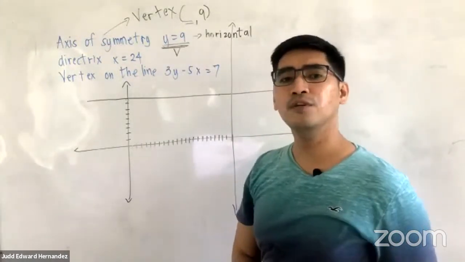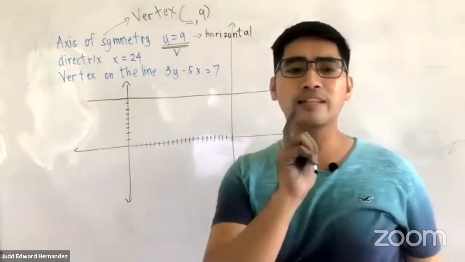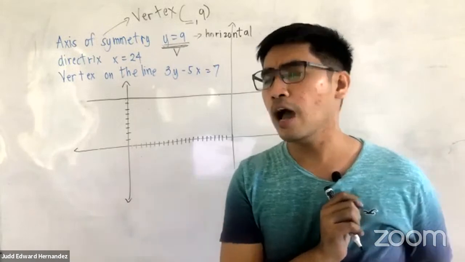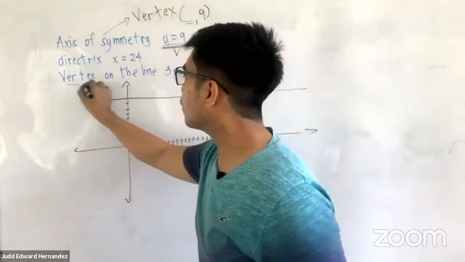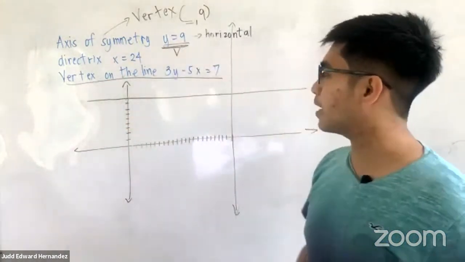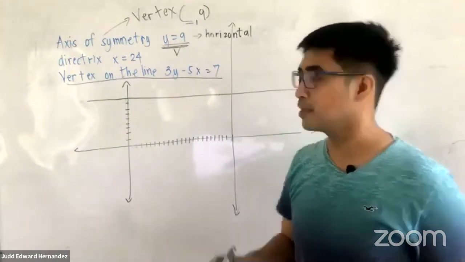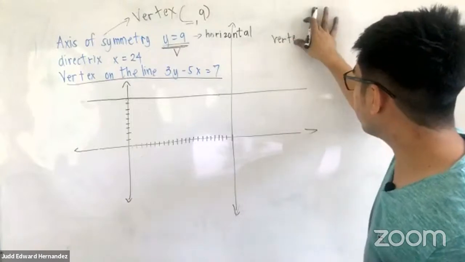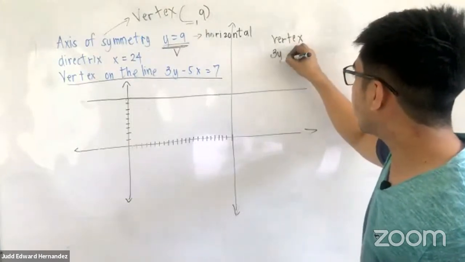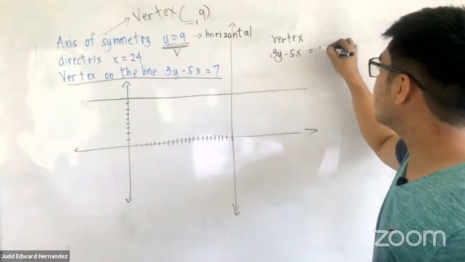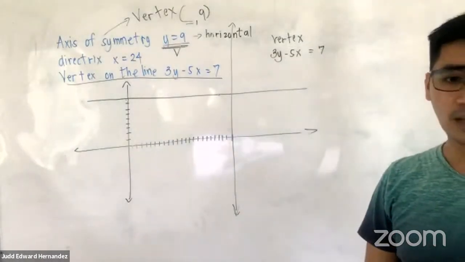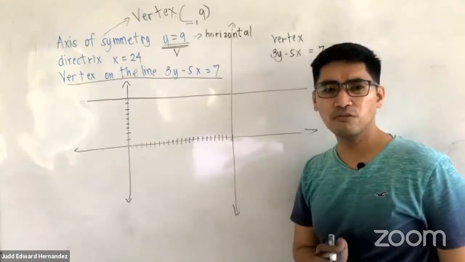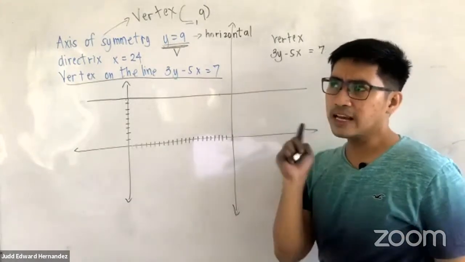At para ma-solve yung x-coordinate ng vertex mo, let's look at the third condition. What is the third condition? Anong sabi ng third condition? Yung vertex daw ay nasa line 3y minus 5x is equal to 7. Pag binigyan ka ng equation ng line at sabi, andun daw yung vertex mo, balikan mo.